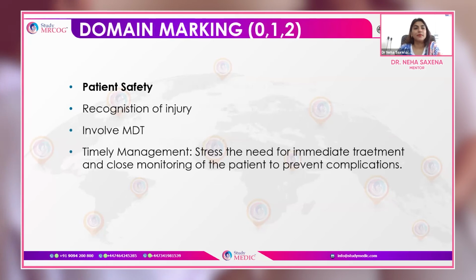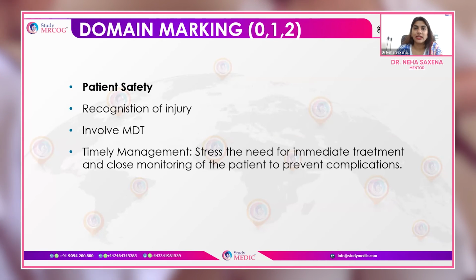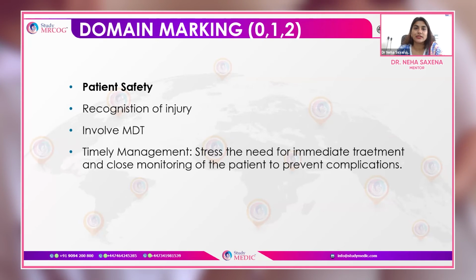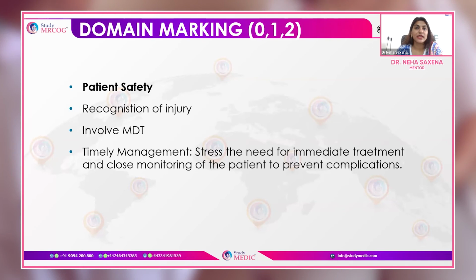So how would the domains be marked? First of all, the most important domain, that is patient safety. Recognition of injury is very important. Do not neglect it if you are seeing a gush of fluid or a gush of urine. This might be some peritoneal fluid, right? So identification of injury is one part. They may give different scenarios and ask what exactly you think it might be, so recognition of the diagnosis is very important.